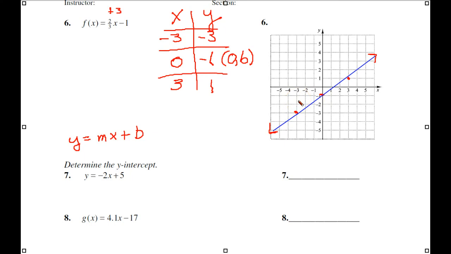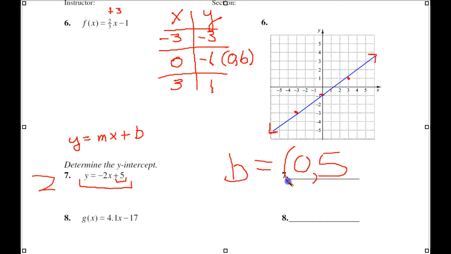Okay, let's go over to the next one here. What we're doing is determining, by looking at this equation, which is in slope-intercept form, that's equation 2, what is my y-intercept here? Well, our y-intercept we said was b, and this is what's in the b position. So our y-intercept here is 5. Now this is one way to write it. You can say b equals 5.